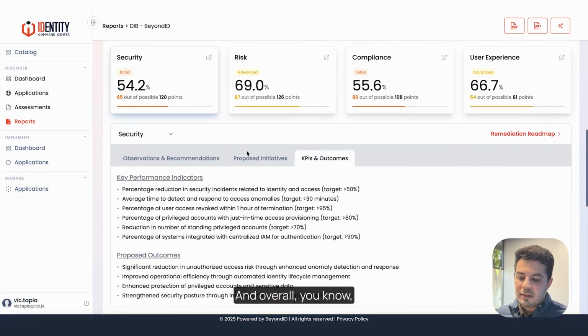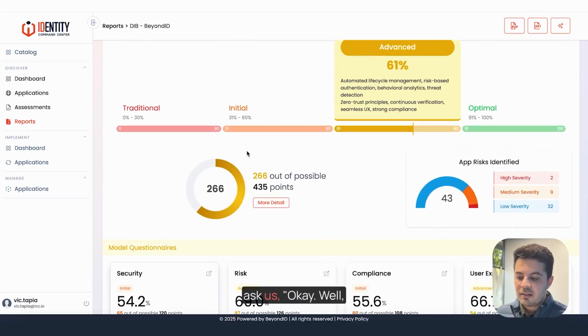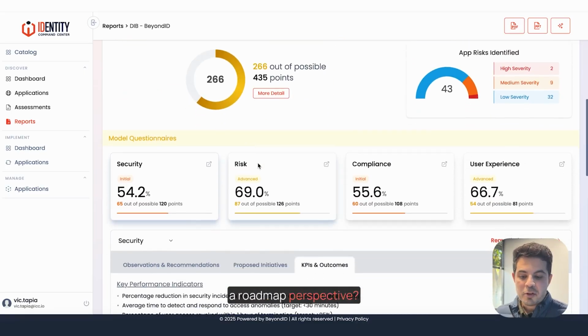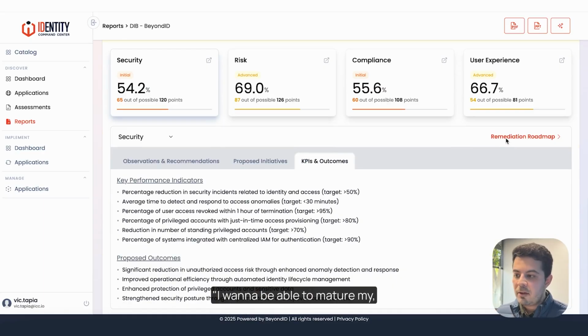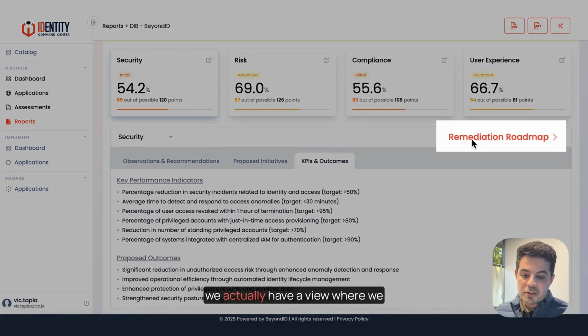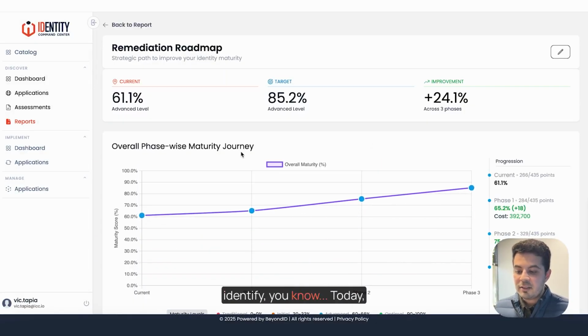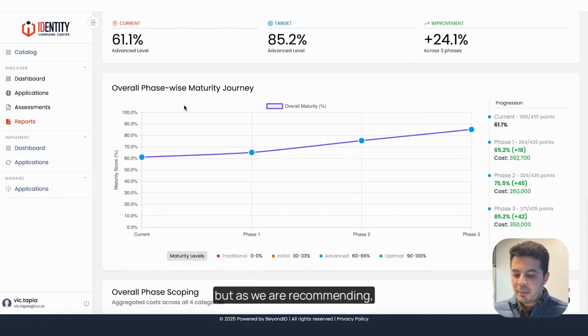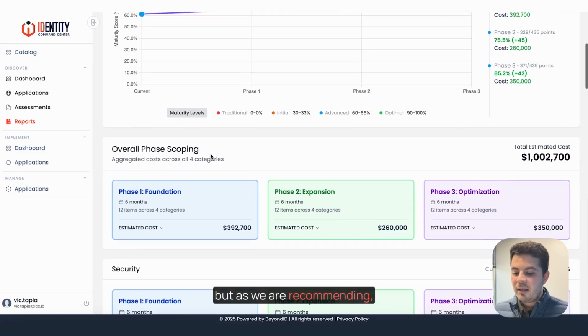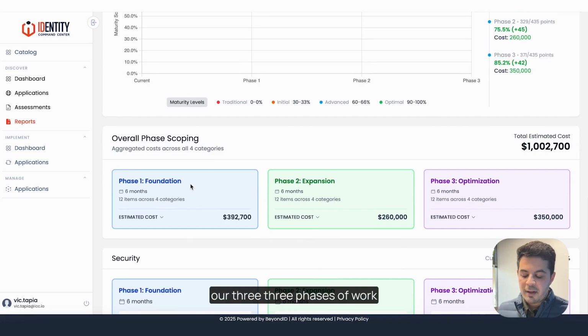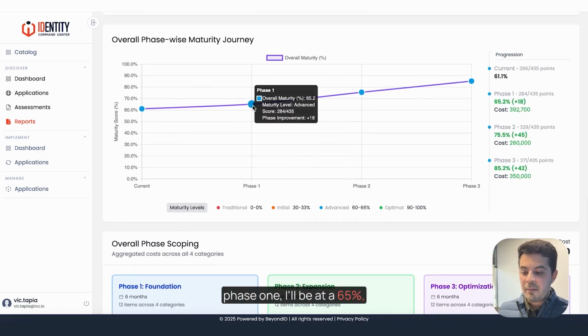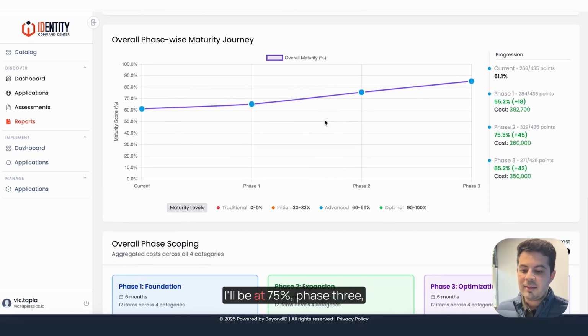And overall, this is great, but a lot of our customers ask us, okay, well, what does this look like from a roadmap perspective? How do I actually get started, right? I want to be able to mature my program. So here we actually have a view where we can take a look at your remediation roadmap and identify, today I'm at a 61.1%, but as we are recommending this organization go through three phases of work to mature their program, we can see that if I complete phase 1, I will be at a 65%. And if I complete phase 2, I'll be at 75%, phase 3, 85%, and so on and so forth.